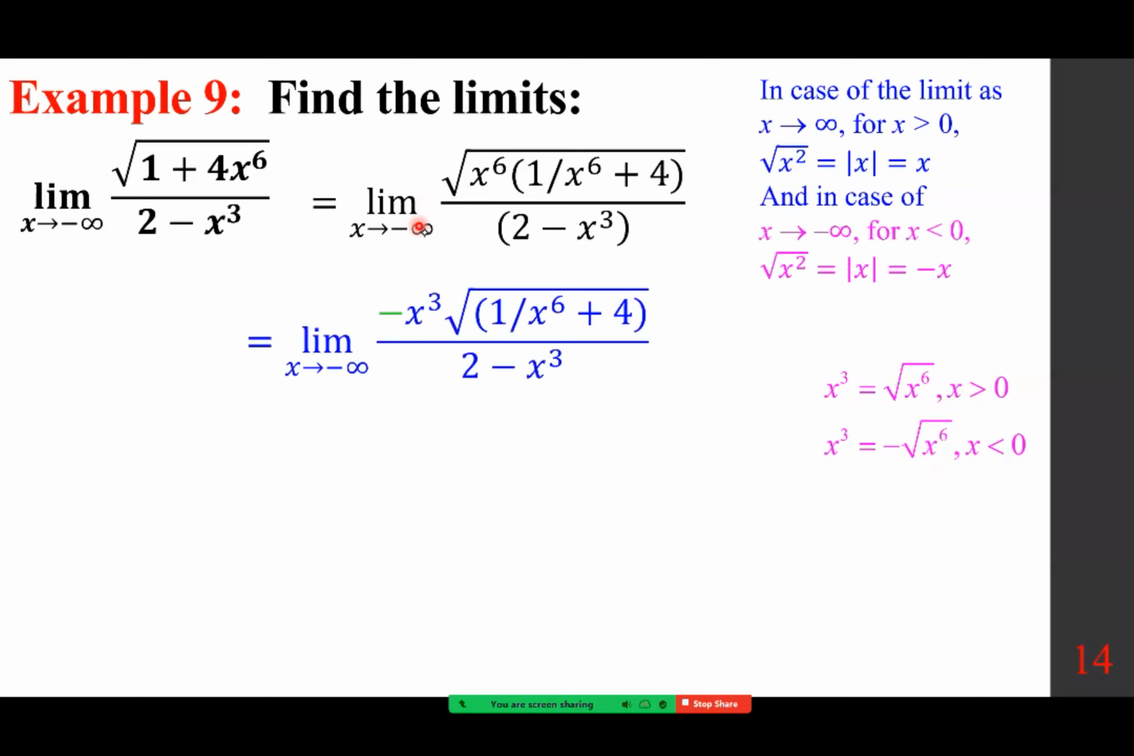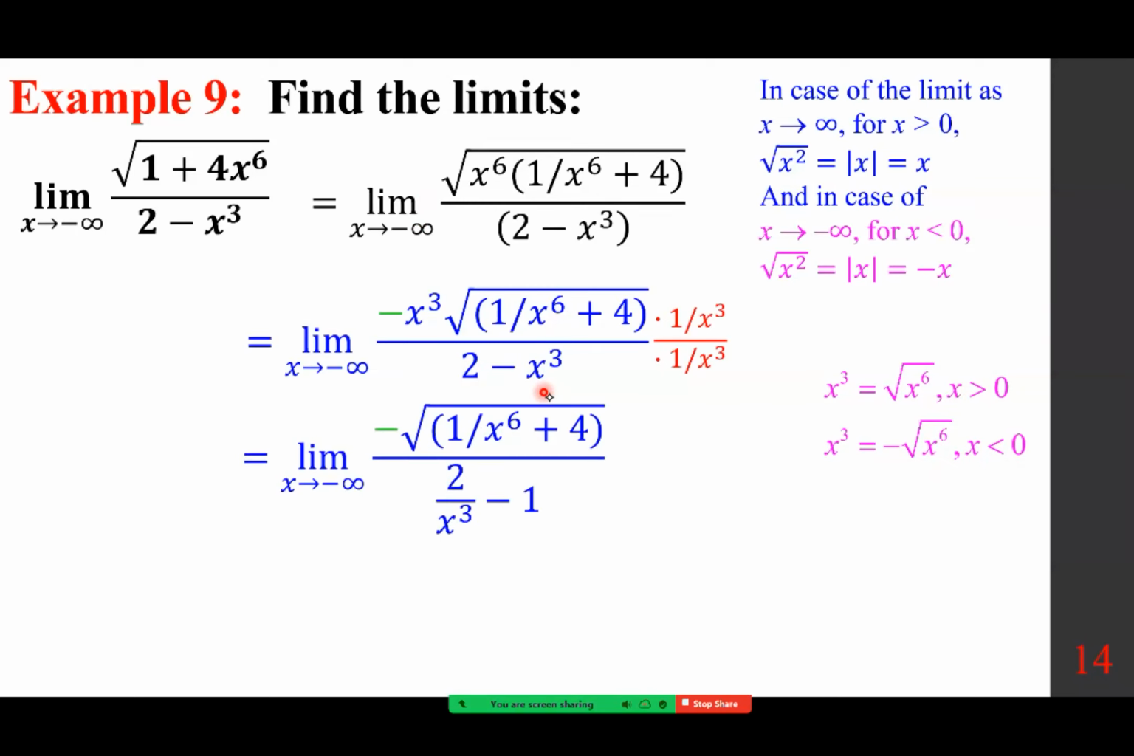And I hope you see that we can divide the top and the bottom by x cubed, or multiply by 1 over x cubed. So if I divide by x cubed, this goes away, the negative sign, and this one remains. This becomes 2 over x cubed, this becomes minus 1. So the negative sign remains, this goes to 0, this is 4, 0, minus 1. And as you know, 4 is 2, so minus 2 over minus 1, or positive 2 is the final answer.